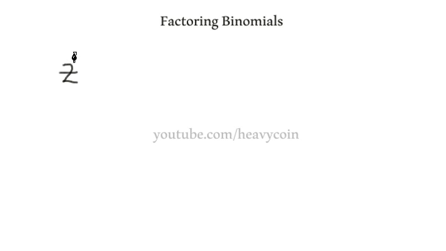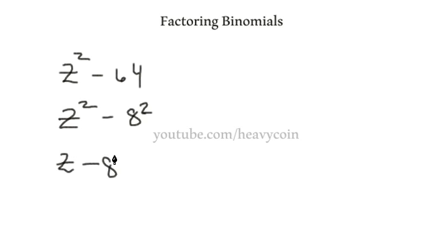Alright, z squared minus 64. So this can be rewritten as z squared minus 8 squared. Whoa, that's not a square. There. 8 squared. So this becomes z minus 8 times z plus 8. Alright.